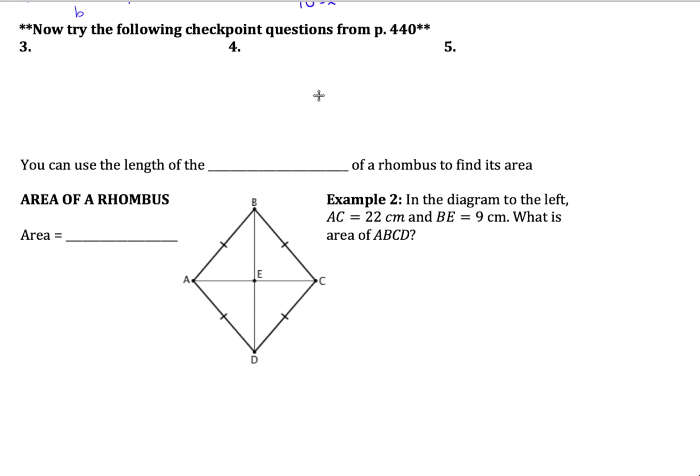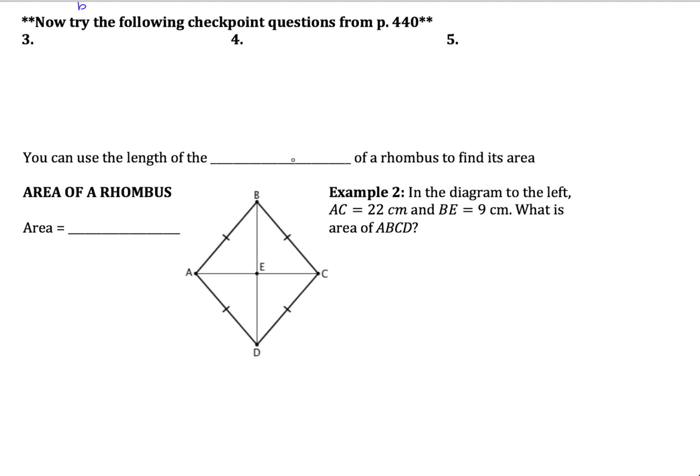Okay, let's move on. We have one more thing that we're going to talk about here. We're going to look at the area of a rhombus. Now a rhombus is technically a parallelogram, but we can actually find the area of a rhombus in a slightly different way if we want to. We can use the lengths of the diagonals of a rhombus in order to find its area. We can't do that with all parallelograms. It only works for rhombuses.